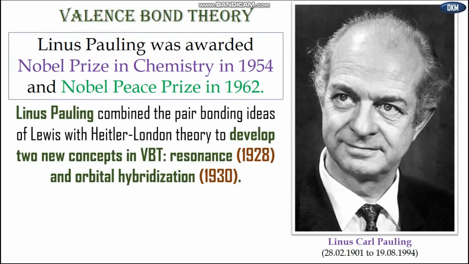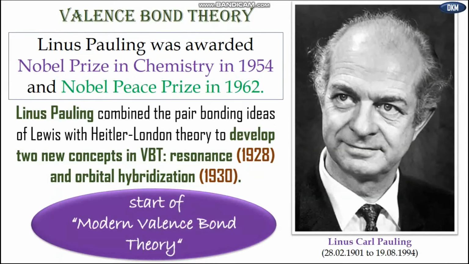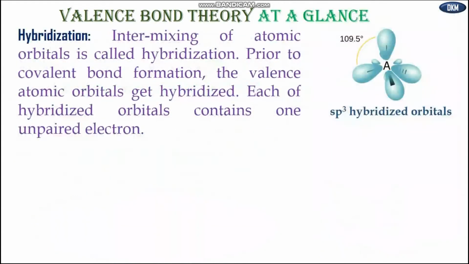Pauling combined the electron pair ideas of Lewis with the Heitler-London theory to develop two new concepts in valence bond theory. The first one is the concept of resonance in 1928, and the second one is the concept of orbital hybridization in 1930. And that was the beginning of modern valence bond theory. Now take a glimpse of VBT.